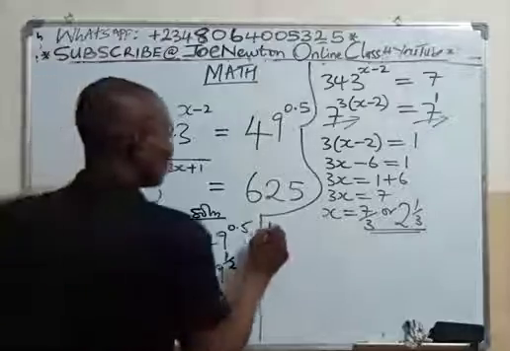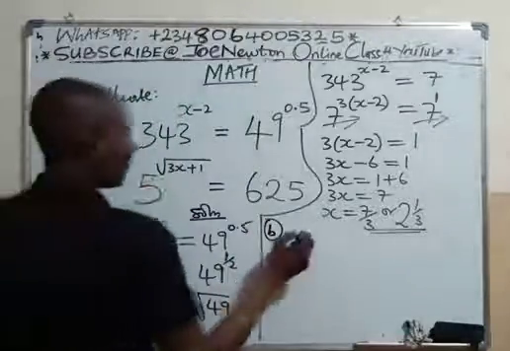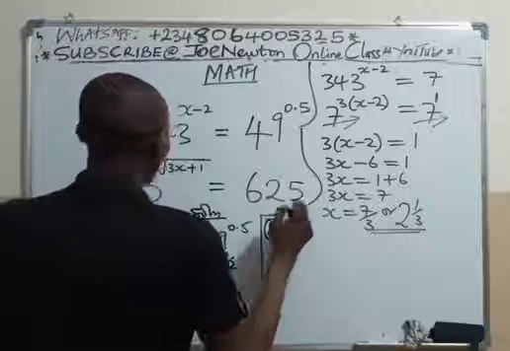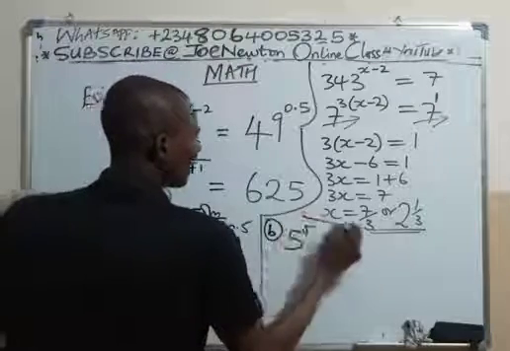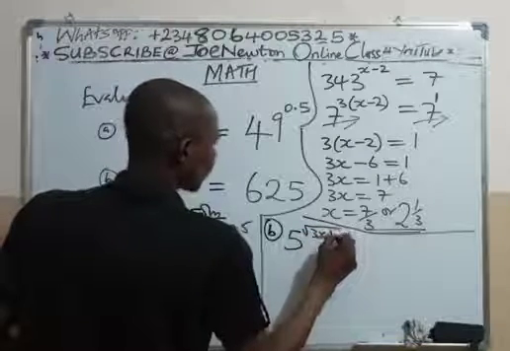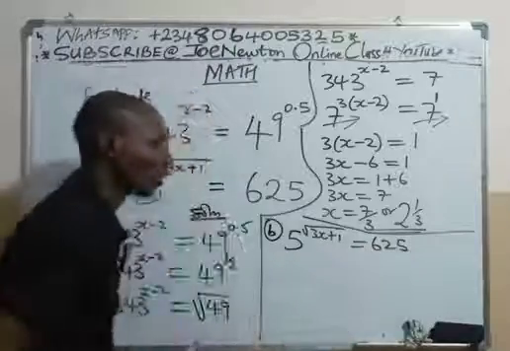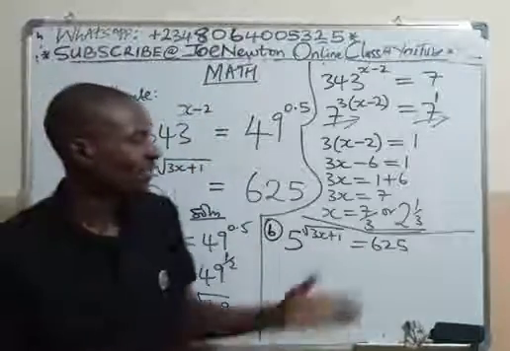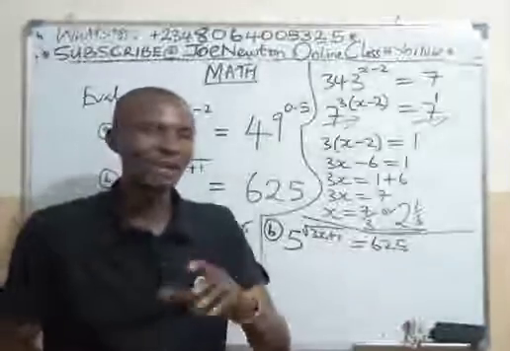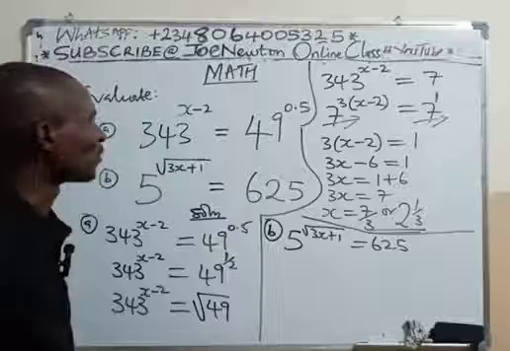Then number B is very simple. Number B says that 5 raised to the power of square root of 3x plus 1 is equal to 625. Of course, once I see 5 here and see 625, I know that 5 can be raised to the power of a number to give me 625. The question is, what is that number?